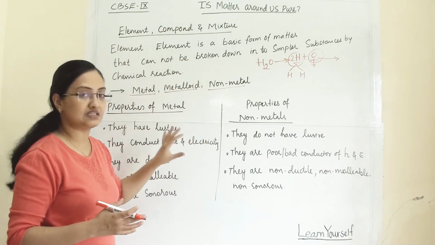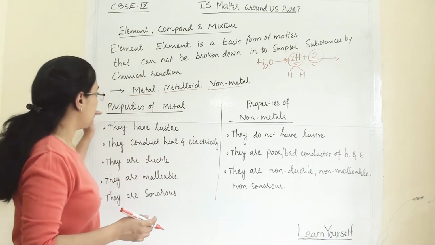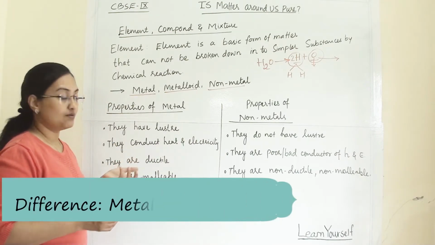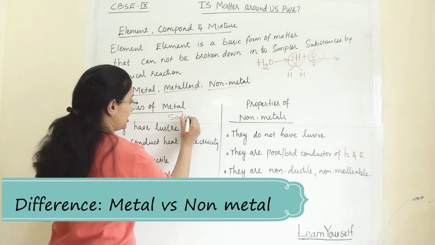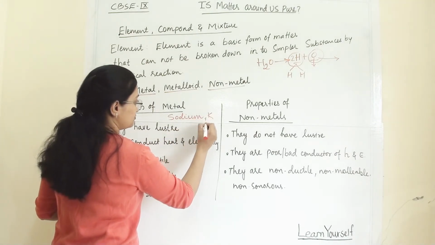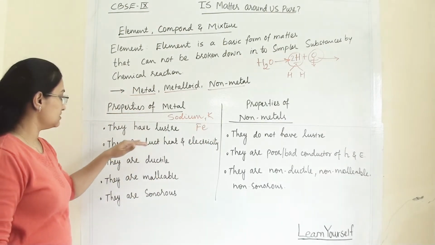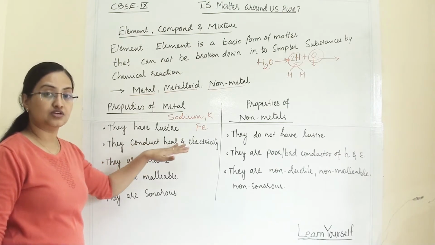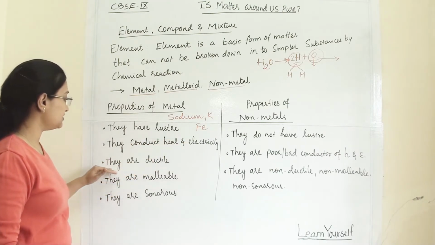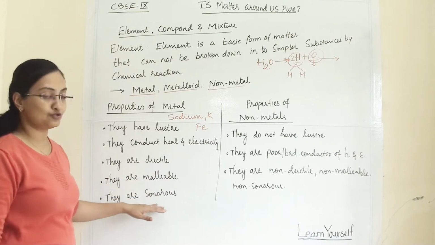Here we are discussing metal and non-metal properties in detail. So what are the metals? For example, we know metals like sodium, potassium, iron, and so many more. They have luster, they are very good conductors of heat and electricity, they are ductile, they are malleable, and they are sonorous.